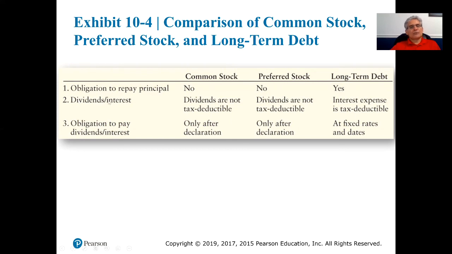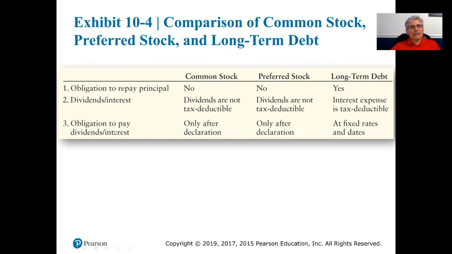Number 2, dividends and interest. Common stockholders receive dividends, but they are not tax deductible for the corporation. So when they pay dividends to shareholders, there is no tax deduction. Preferred stock, same tax, dividends are not tax deductible, so they can pay dividends to preferred stockholders, no tax deduction. Long-term debt, however, when interest is paid and the interest expense that's incurred by the corporation, that interest is tax deductible.